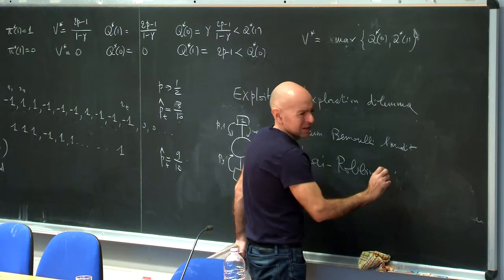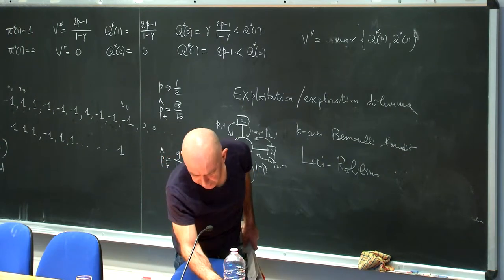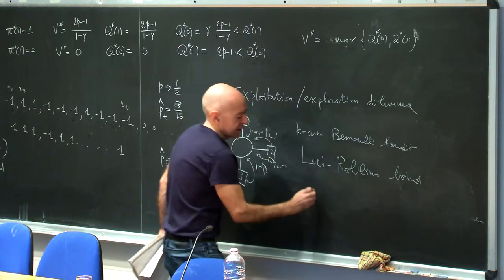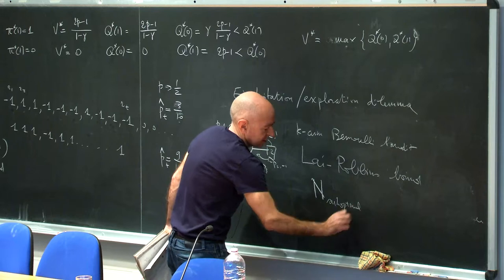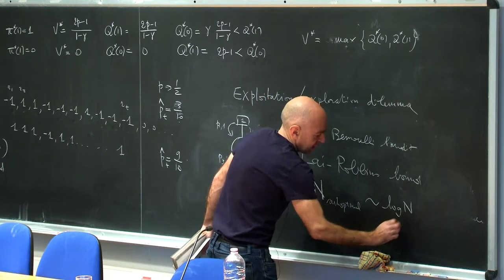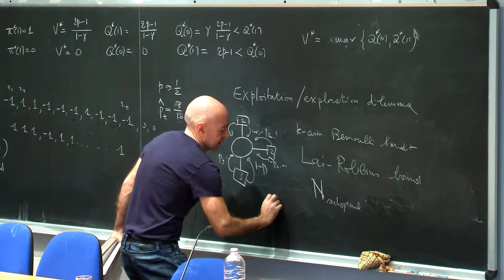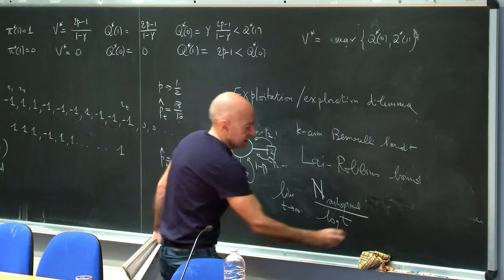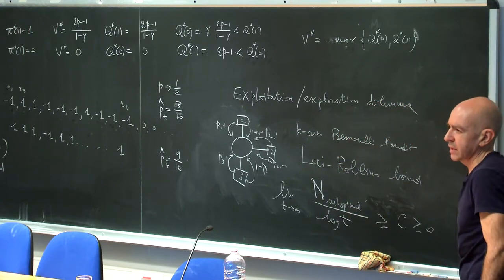I don't remember the year at the moment. The Lai-Robbins bound says that the number of times that you pick a suboptimal decision scales like log n, and actually you can prove the following closer result: the limit as t goes to infinity of the number of suboptimal choices divided by log of the number of trials is bounded from above by some positive constant, which I'm not writing here, but it's related to the Kullback-Leibler divergences in the system.